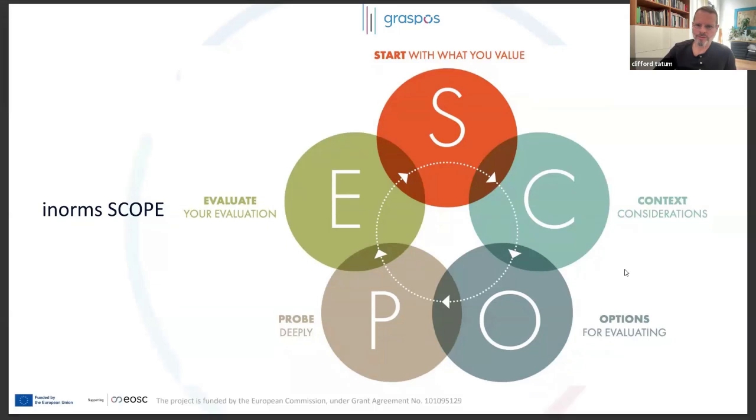Once you select an approach, an option, probe deeply on the possibility of introducing unintended consequences, things that may privilege some groups and exclude others, for example. Want to be aware of that. And then finally, evaluate your evaluation.